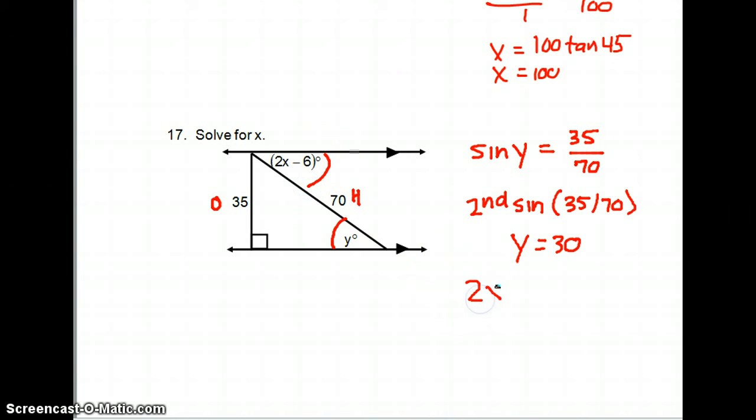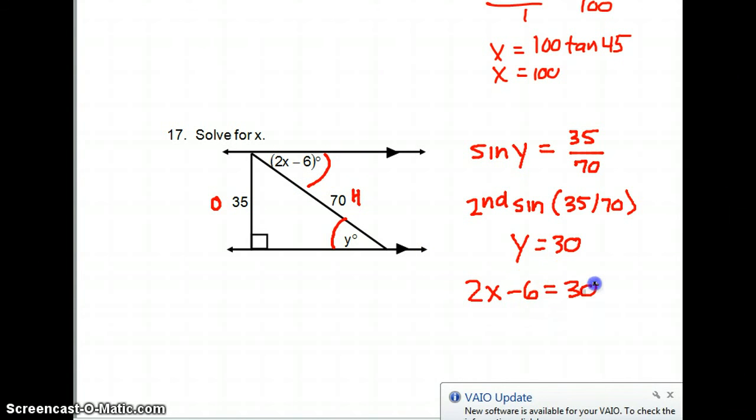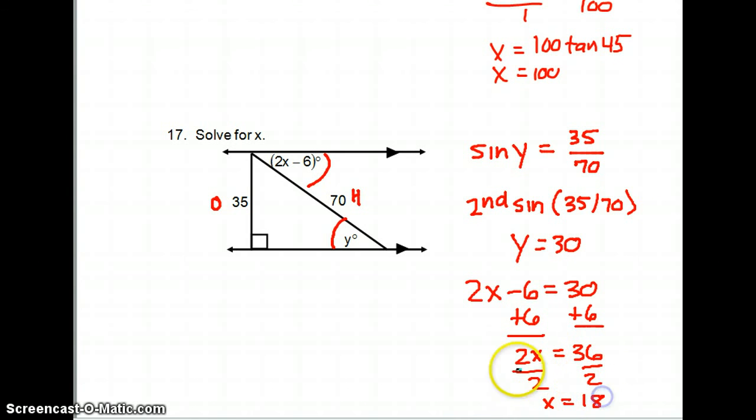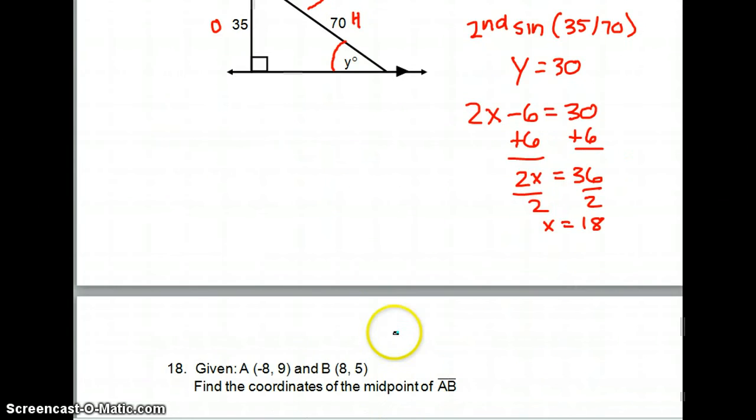that 2x minus 6 equals 30. Add 6 to both sides. 2x equals 36. Divide by 2. X equals 18. And that was 17. Just a few more to do.